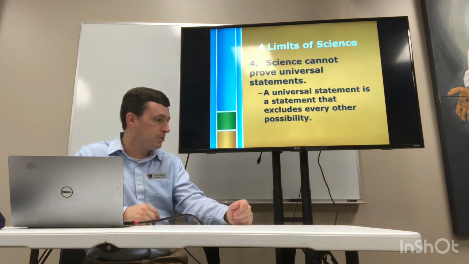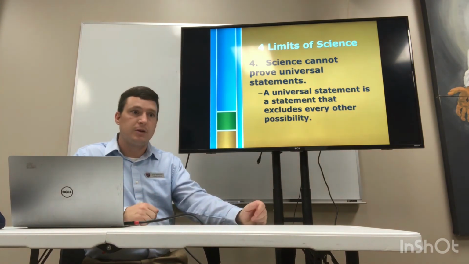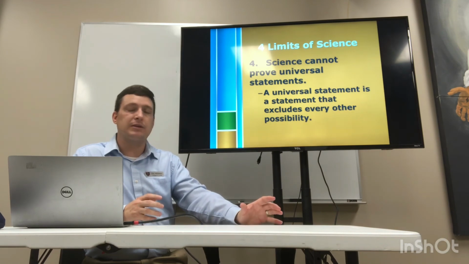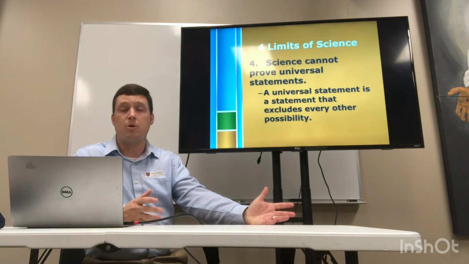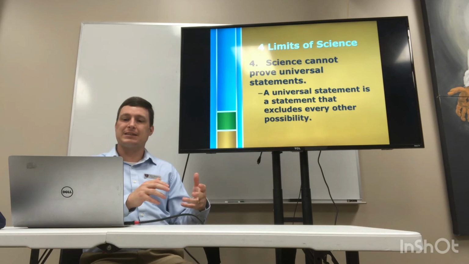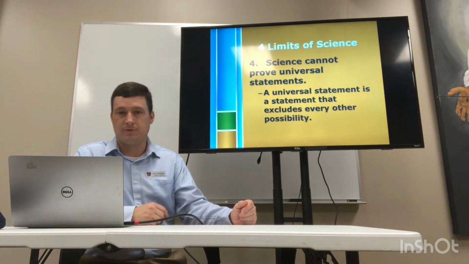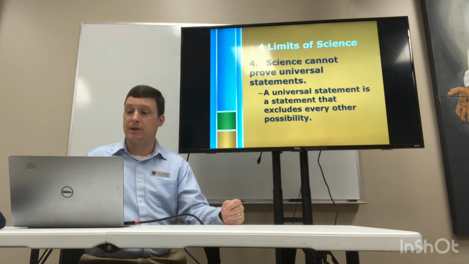An example given in the book was, life does not exist on Mars. Well, we can't definitively as scientists back that up because we haven't researched every square inch of Mars. So you can see that's a universal statement. Science cannot prove those or disprove those. So that's our fourth and final limitation of science.